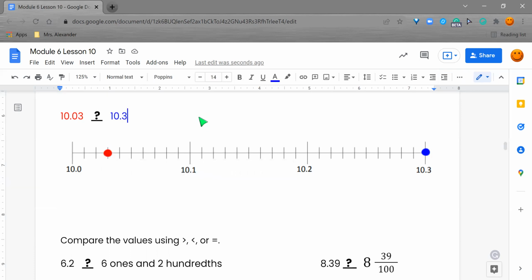Now, which one's greater? Yes, great job. 10.3 is greater. And again, I can look at it on the number line, or I could add a 0 and make both of them hundredths. Is 3 hundredths bigger than 30 hundredths? No, 30 hundredths is bigger.